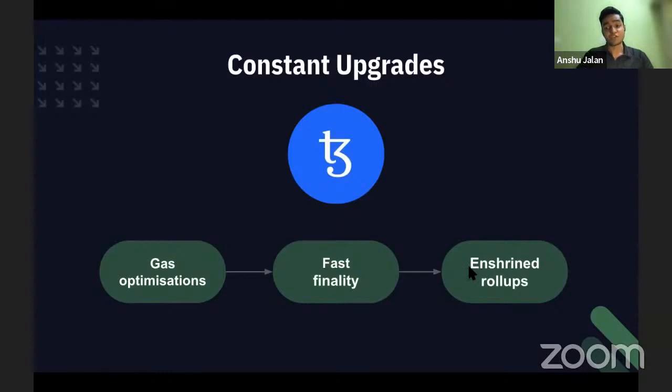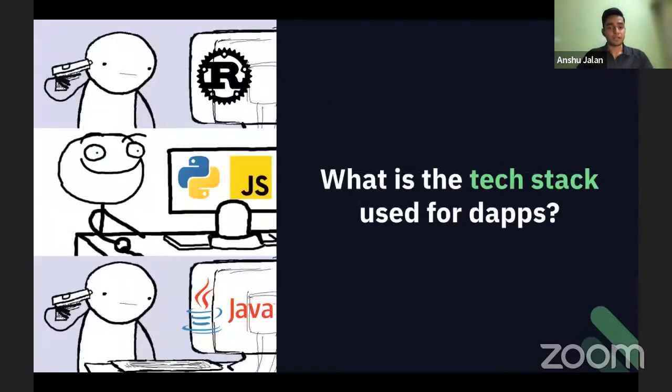And then finally, we have enshrined rollups. These are an incredible concept. So let's say you are building on Ethereum and you want to build a rollup. We have different companies trying to build a rollup system like Optimism and Arbitrum, which we just spoke about. But on Tezos, rollups are built into the protocol. That's why it's called enshrined rollups. So if these are things that matter to you, then you can choose Tezos. So that's about all the blockchains that you can choose from.